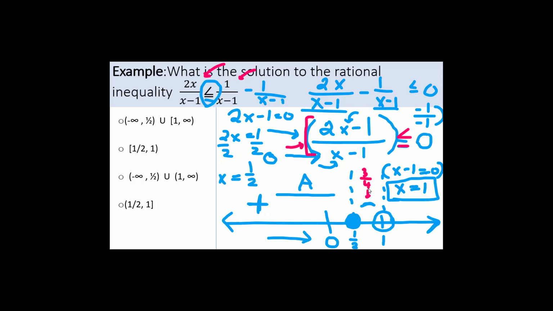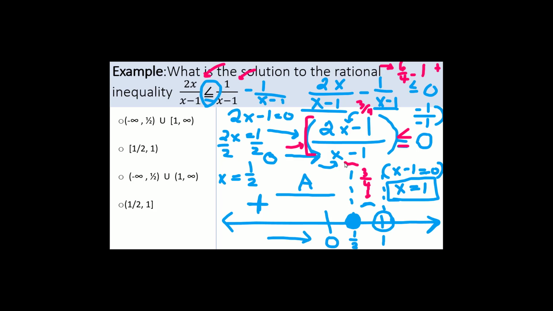So 2 times 3/4 is 6/4. And 6/4 minus 1, this number is bigger than 1. So when we take away 1, we're still going to have a positive amount. So we have a positive number on the top, and then we'll plug in 3/4 here.